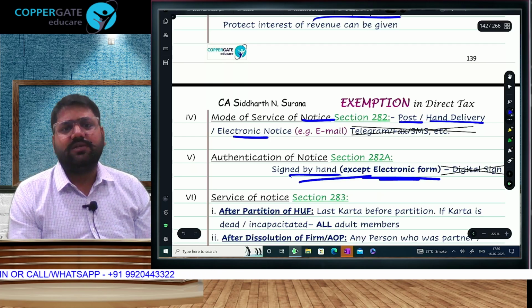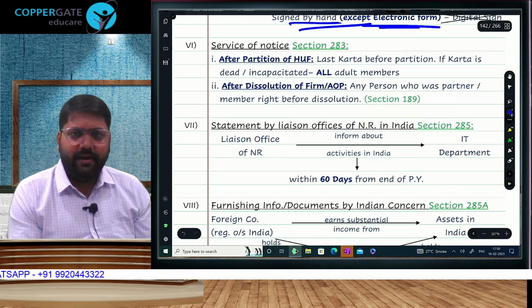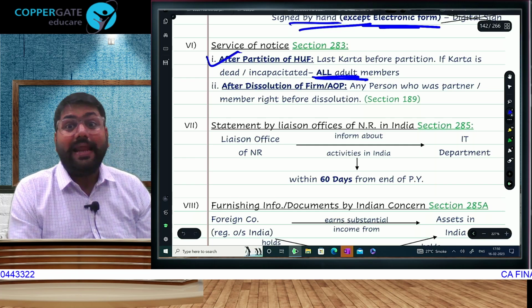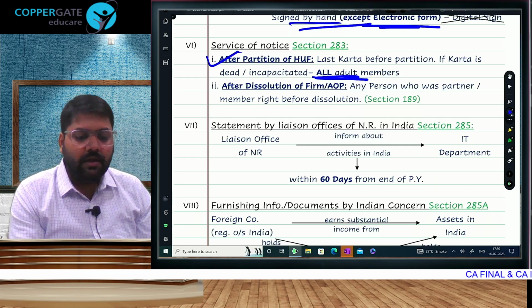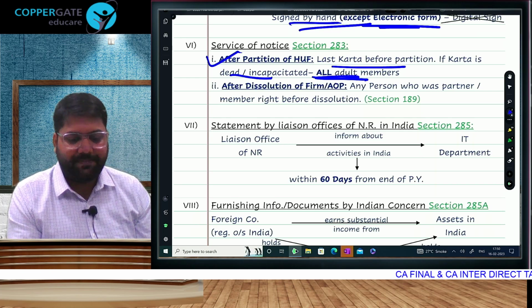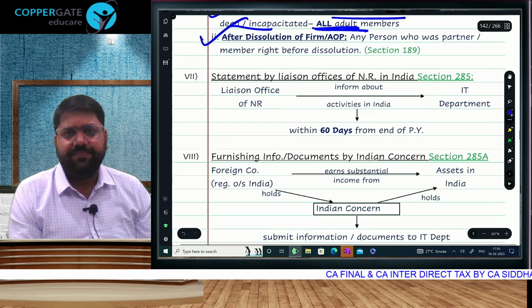Except those electronic notices which are authenticated electronically, every other notice has to be signed in hand. If HUF is partitioned, then we have to give notice to all adult members. If there is no karta, normally we will give it to the karta; if the karta is dead or incapacitated, then all adult members. And for a firm or AOP, the dissolved firm will be deemed to be in existence.